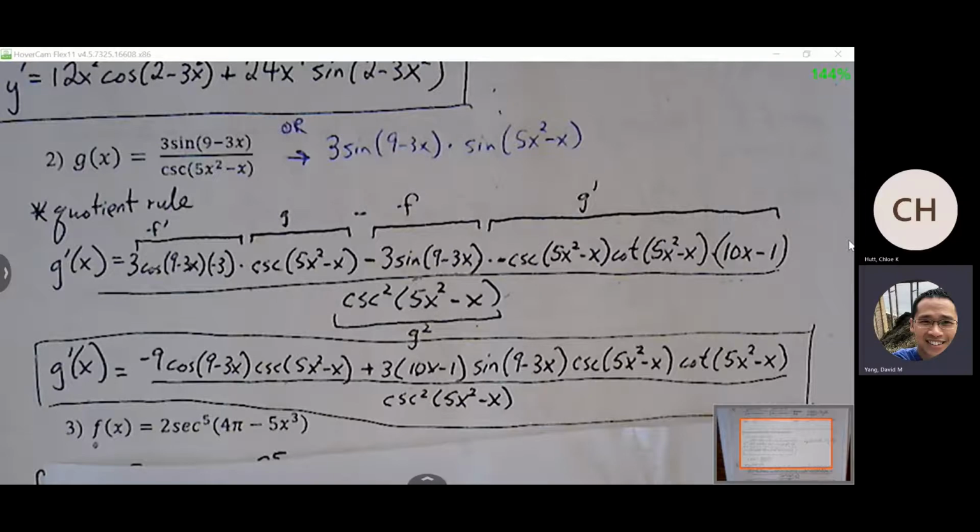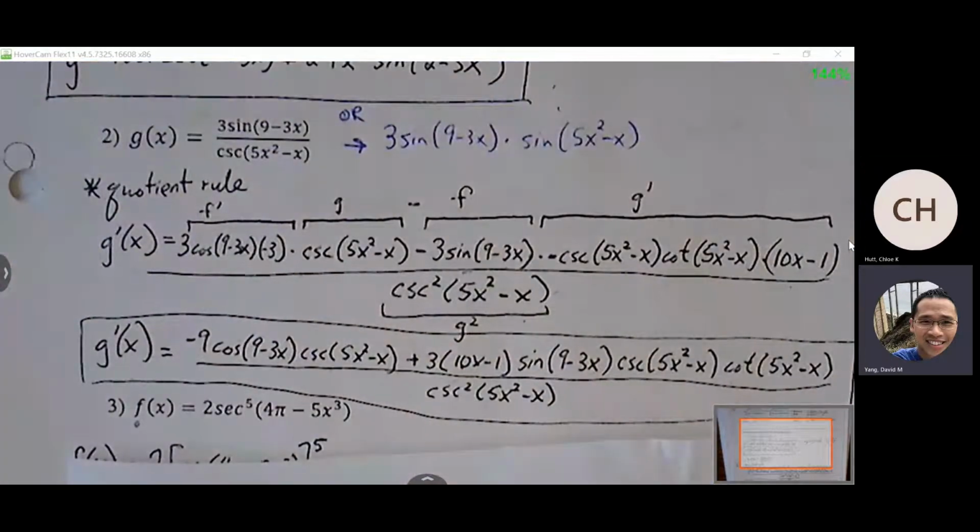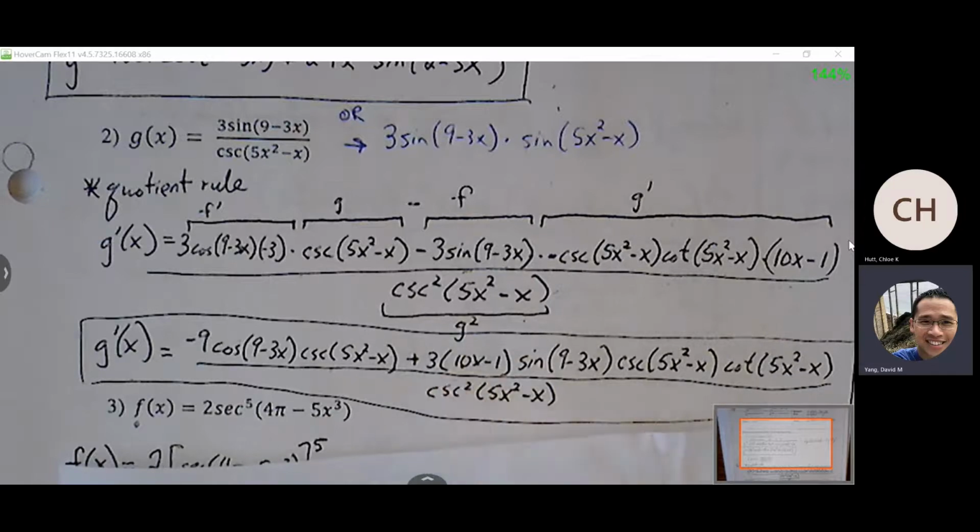Okay, any questions with number 2? Everybody good? Yes, I was just gonna ask, I combined, in front of this sine, I did 30x minus 3. That's fine. Typically, we like to have everything in factored form. So the more things you can separate, the better, but it's fine.